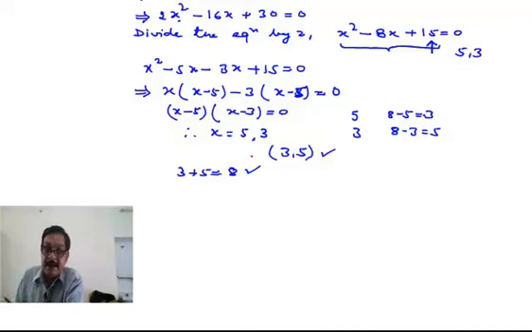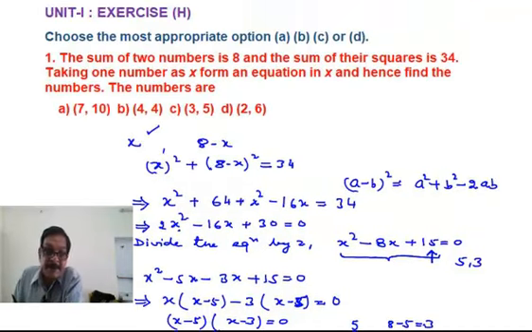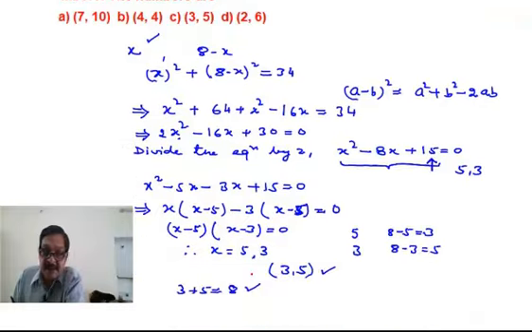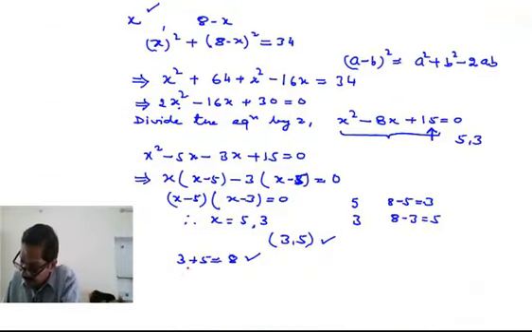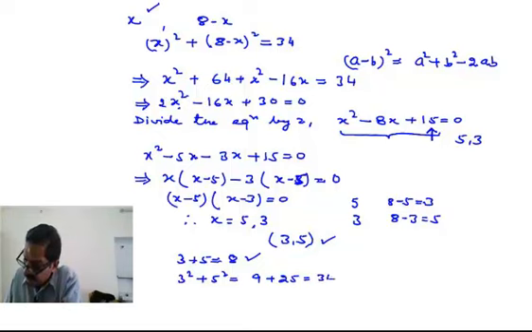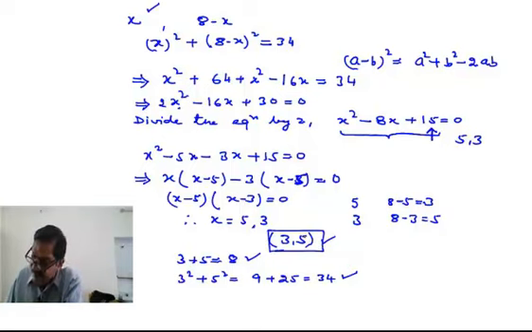And the second condition of the question is that the sum of their squares is 34. So I find that 3 square plus 5 square is equal to 9 plus 25, which is equal to 34, and my second condition is also satisfied. So the answer 3 and 5 is correct. I have also checked my answer.